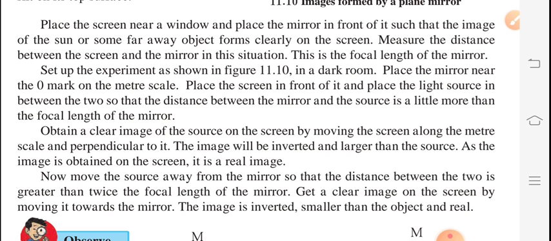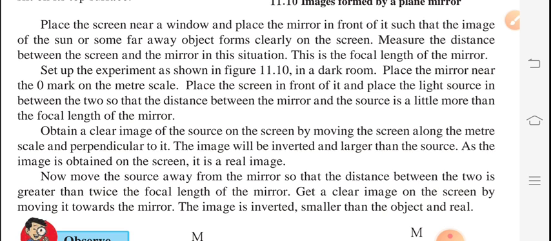Set up the experiment as shown in the figure, in a dark room. Place the mirror near the 0 mark of the meter scale. Place the screen in front of it. Place the light source between the two so that the distance between mirror and source is a little more than the focal length of the mirror. Obtain a clear image of the source on the screen by moving the screen along the meter scale and perpendicular to it. All these things I will show you in the video. Now I am reading it.